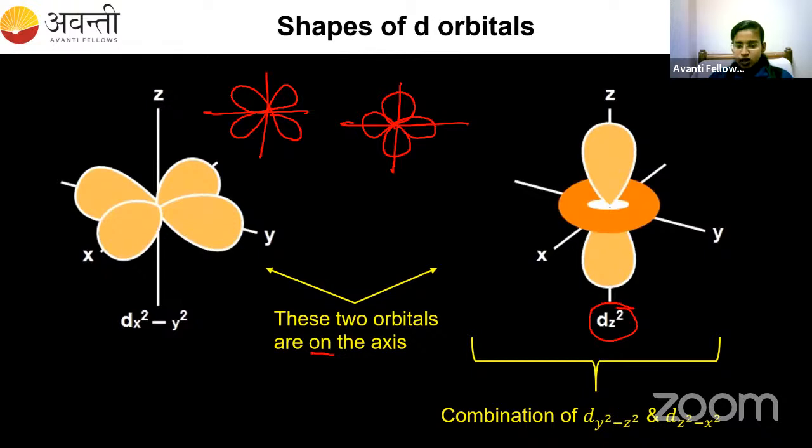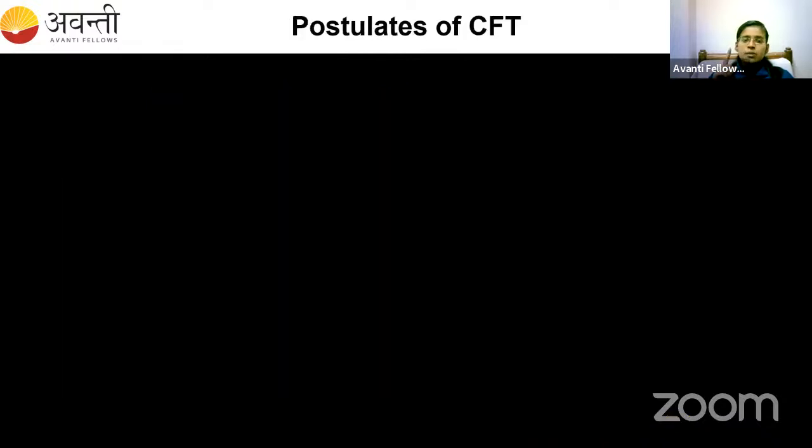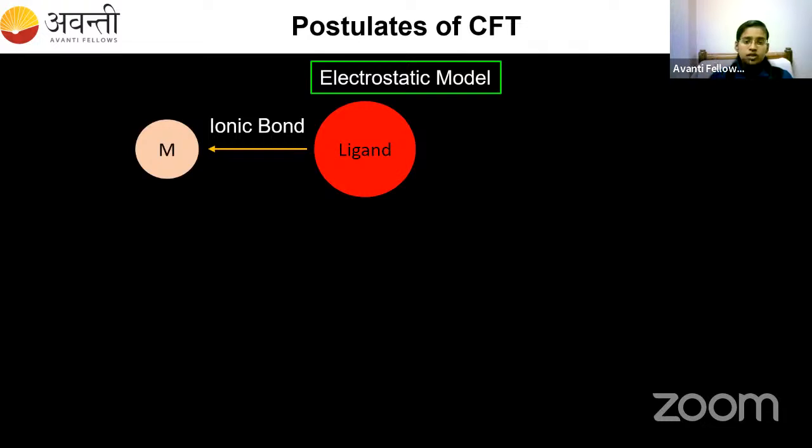Now let's go for the postulates. Postulate number 1: crystal field theory is considering the metal ligand bond as an electrostatic bond. So it is considering the model as an electrostatic model, or the bond between the metal and ligand as an electrostatic bond. Electrostatic means ionic. Metal ligand bond is ionic. So this is postulate number 1.